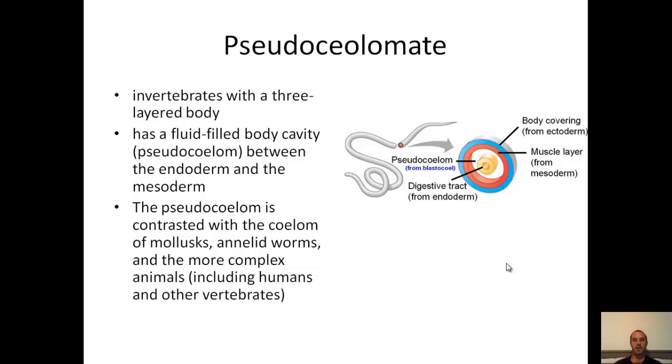The pseudocoelom can be contrasted with the coelom of mollusks and annelid worms. So it's like a simple precursor to more complex organisms that are going to come later, all the way into humans and other vertebrates. We'll have a little bit more complex system than these pseudocoelomates.